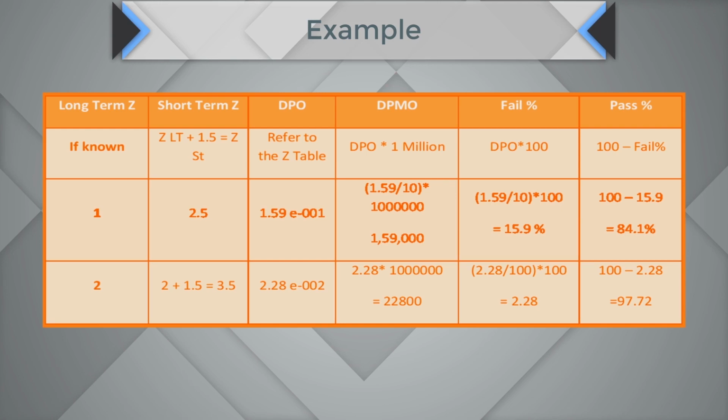If I were to multiply this with 1,000,000, I'll get the DPMO score. So 2.28 by 100 into 1,000,000 will give me 22,800, which is my DPMO score. To calculate my fail percentage, 2.28 by 100 into 100, which is 2.28. So if my process is performing at Z score of 2, my fail percentage of the process will be 2.28. To understand pass, I'll do 100 minus 2.28 or 97.72% will be my pass score if my Z of the process is at 2.